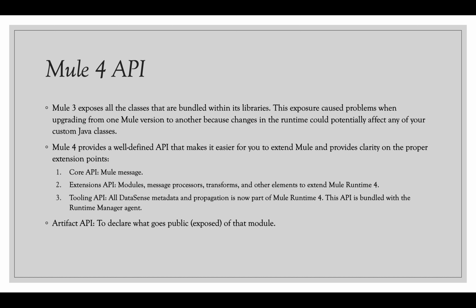So, Mule 4 APIs. Mule 3 basically exposes all the classes that are bundled within its libraries. This exposure causes problems when upgrading from one Mule version to the next, because some of the functions or versions are deprecated. So it may impact your custom Java classes as well. Let's suppose you have created one of the Java classes which is using Apache Commons 2.1, but as you move away from one particular version to the next, 2.1 functions are deprecated. So in that case, your custom Java classes are also getting impacted.